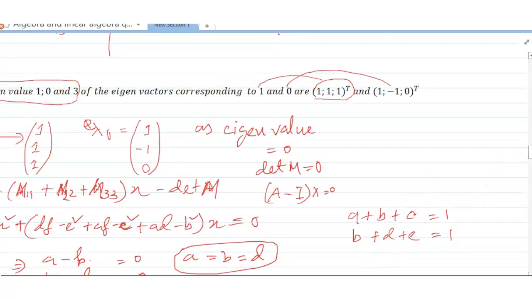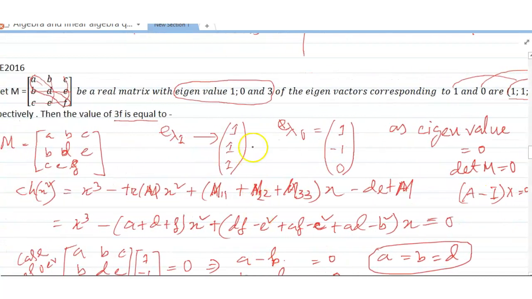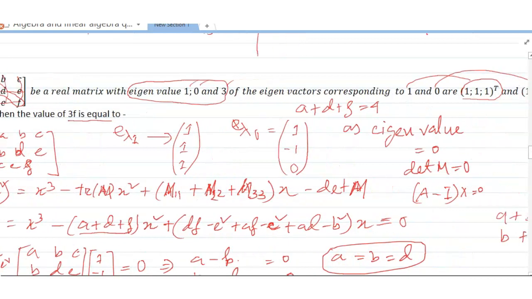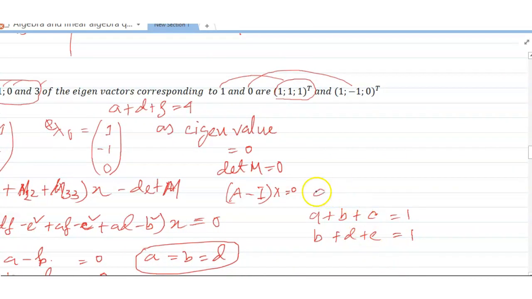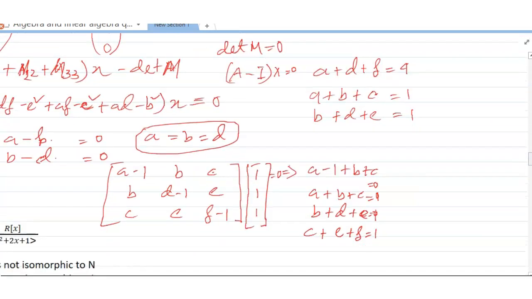In another case, you will see that the eigenvalues are 1, 0 and 3. So the trace, a plus d plus f, is equal to 4. This is another case, so I get a plus d plus f equals 4. This value I have already got.